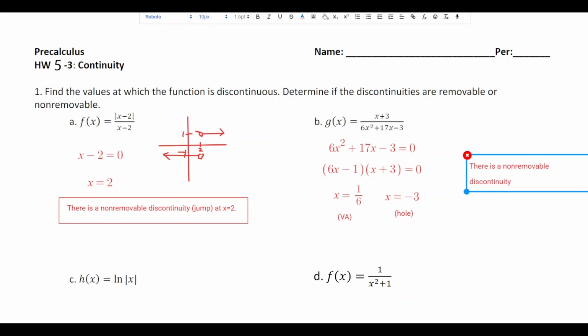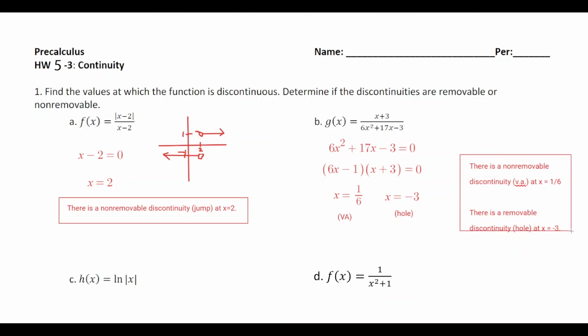Make sure you guys can see this okay. Yeah, okay. At x equals 1/6. And that particular kind of non-removable discontinuity is a vertical asymptote. And there is a hole, which counts as a removable discontinuity at x equals negative 3. So let's go ahead and box our answer here, and we'll take a look at the next problem.